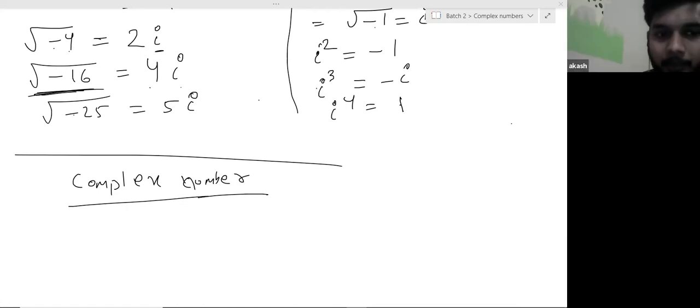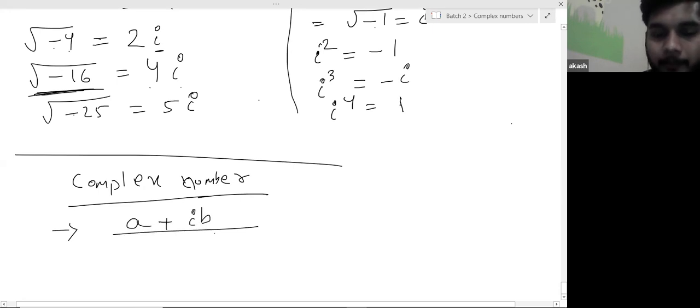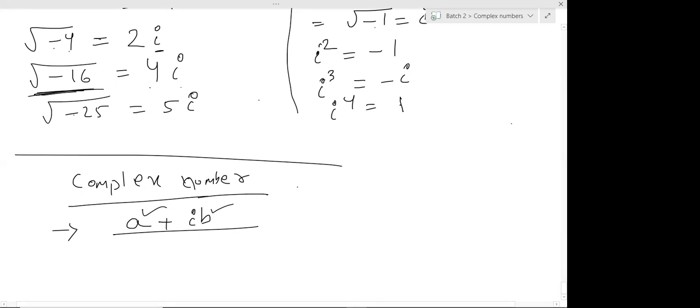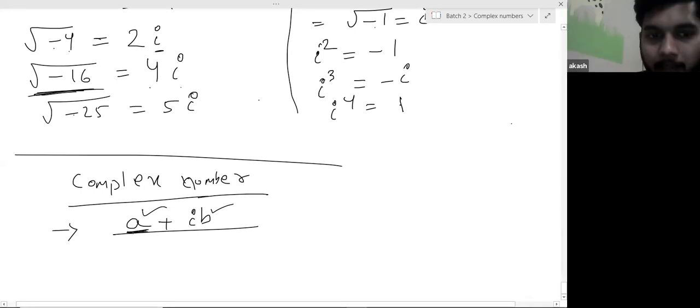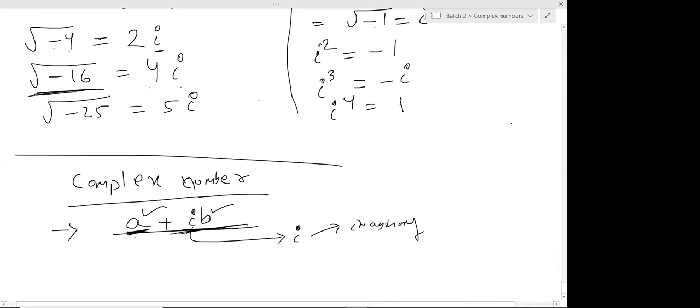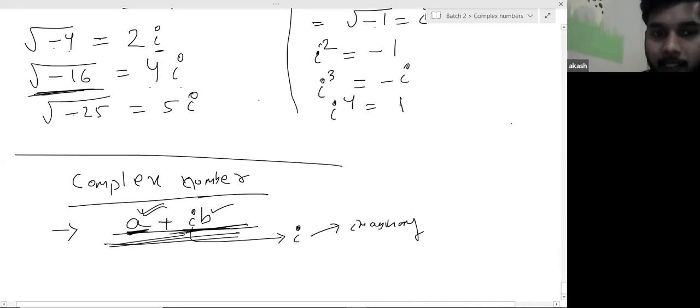Whenever you add a real number with a complex or imaginary number, A and B are real numbers. Akash, you know what real numbers are, right? Everything from minus infinite to infinite. Okay. So whenever you add a real number with an imaginary number, I is iota, and the symbol comes from imaginary. Any number that is written with I is an imaginary number. So if you add some real number plus some imaginary number, this is called a complex number.